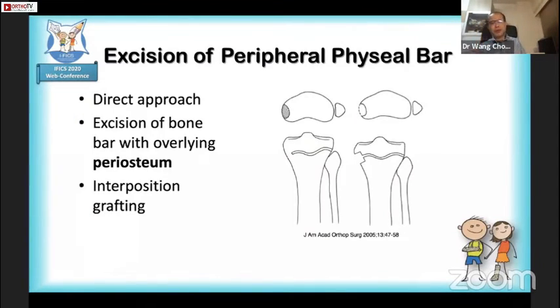For the peripheral physeal bar, it's surgically less demanding. It can be approached directly, but the key point is that you have to excise the bone bar together with the overlying periosteum. And the closure of the periosteum will result in reformation of the bone bar, and the gap should be filled up with an interposition graft.